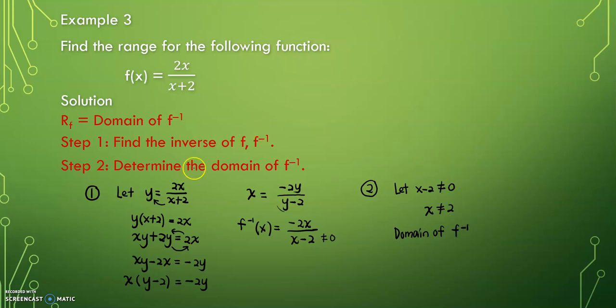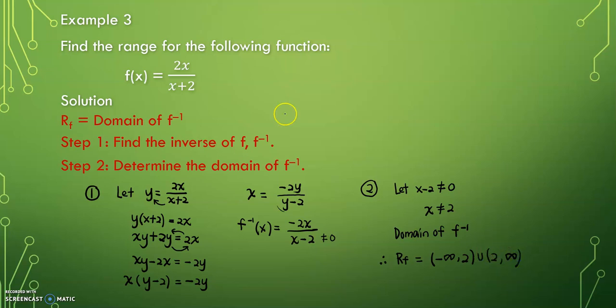And from here, we can see that the domain of f inverse actually is equal to the range of f. Therefore, I can say that the range of f will be equal to, since x cannot be equal to 2, from negative infinity until 2, or 2 until positive infinity.